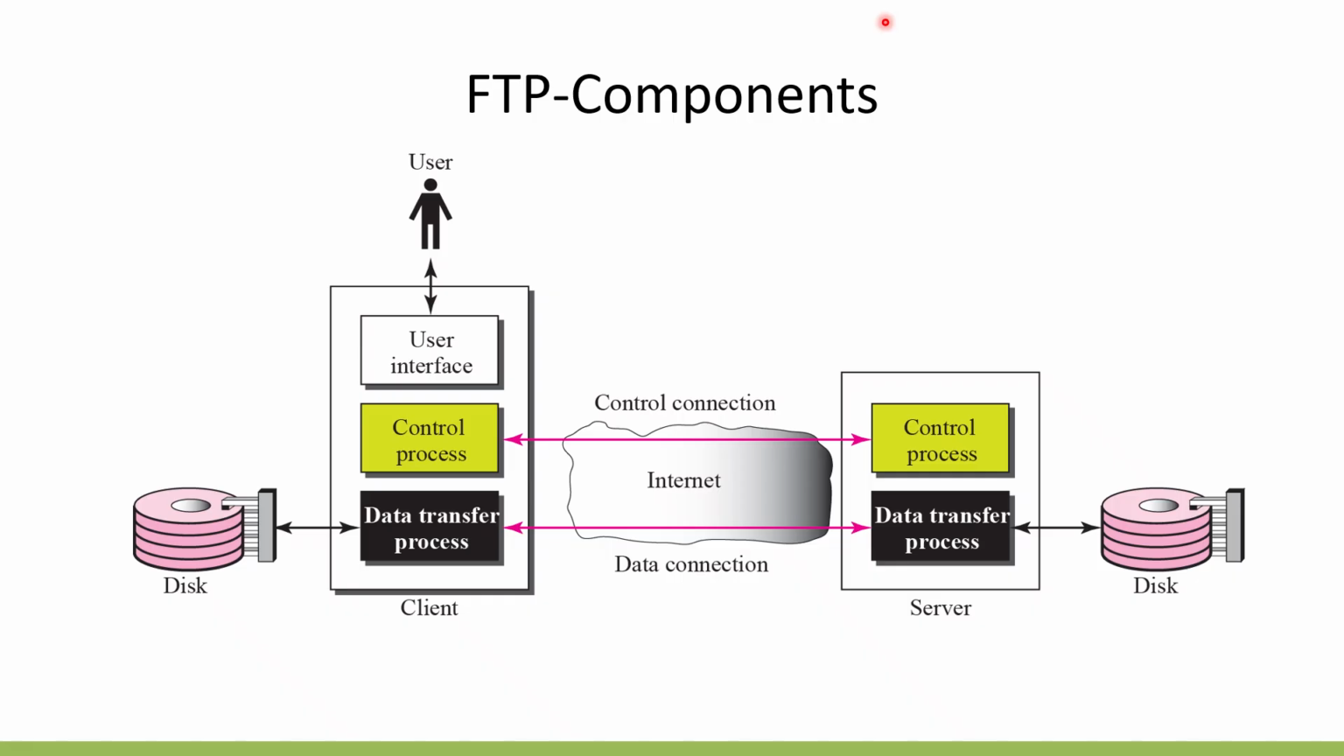In other words, when a user initiates an FTP session, the control connection is established. While the control connection is open, the data connection can be opened and closed multiple times if several files are transferred. The two FTP connections, control and data, use different strategies and different port numbers.